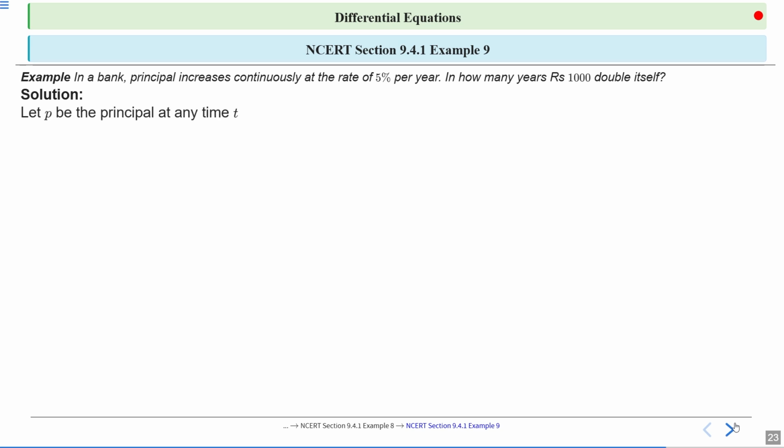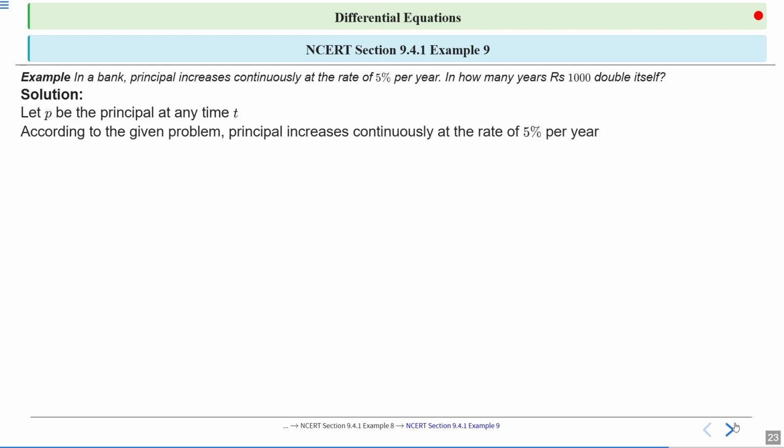So let P be the principal at any time t. We just take a notation for the principal at a particular time t. And as P changes with respect to t, according to the given problem, the principal increases continuously at the rate of 5% per year. So we can write it as dP/dt = (5/100) × P.